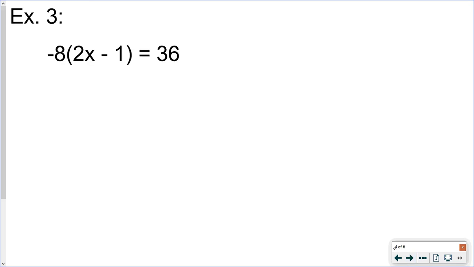So here's another multi-step equation. Step 1, distribute if necessary. This one, we do need to distribute. So that's what we're going to do first. So negative 8 times 2x is negative 16x. Remember, when a negative comes in with a minus, when these two symbols come in together, it's always going to make a plus. So minus and negative is the same thing as plus. So the negative 8 times the minus 1 comes out to plus 8.